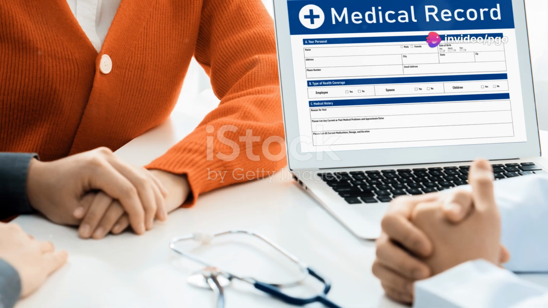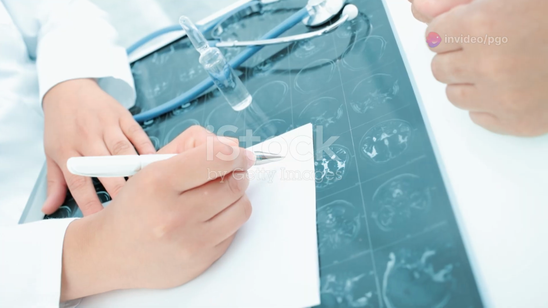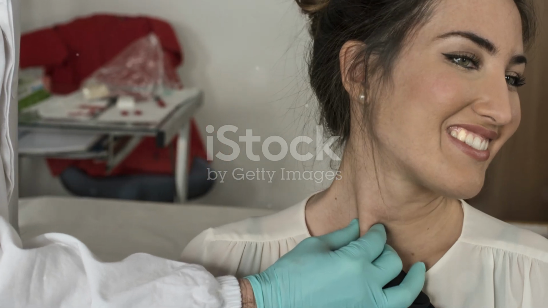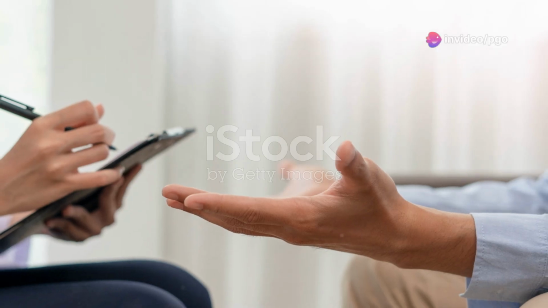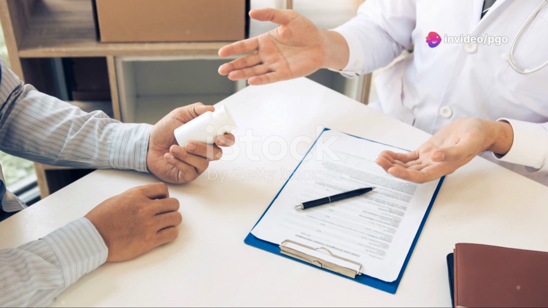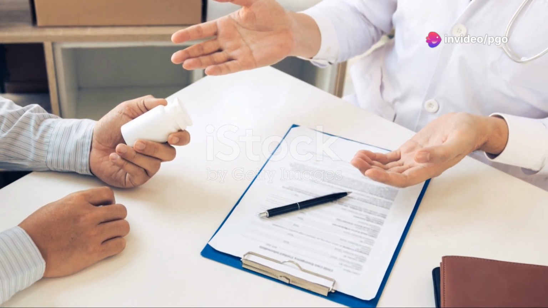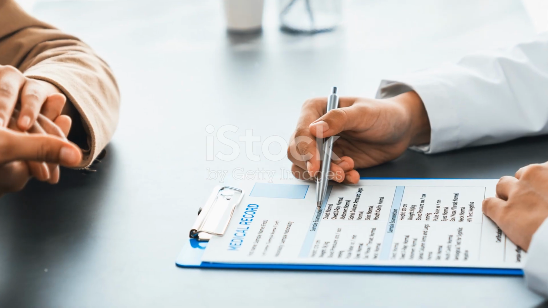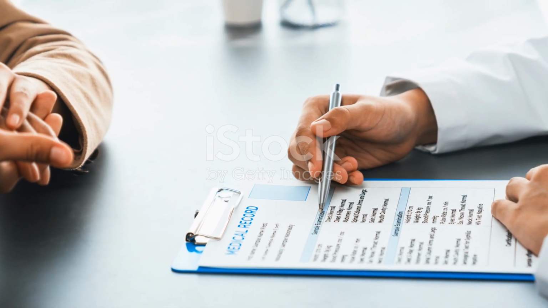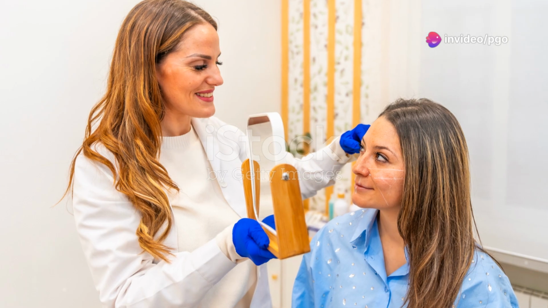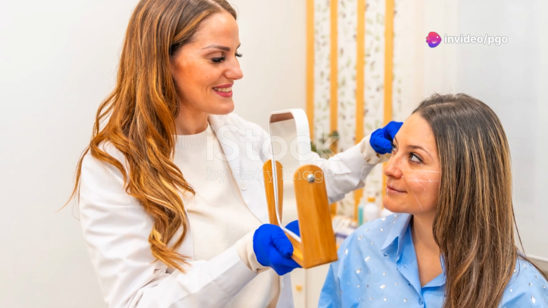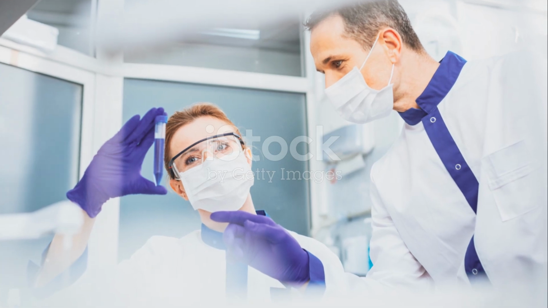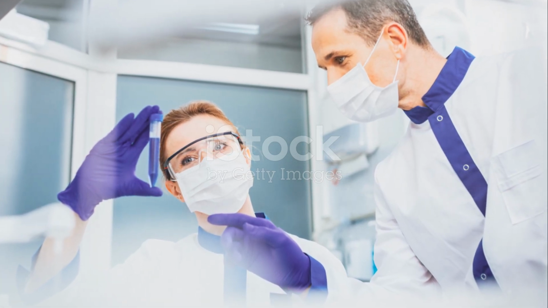The process of obtaining informed consent should be an open and honest dialogue between the healthcare provider and the patient. Patients should be encouraged to ask questions and express any concerns they may have. The information provided should be tailored to the patient's level of understanding and cultural background. In certain situations, such as emergencies or when a patient is unable to provide informed consent due to their medical condition, alternative pathways for obtaining consent, such as from a legal guardian or surrogate decision maker, may be necessary.